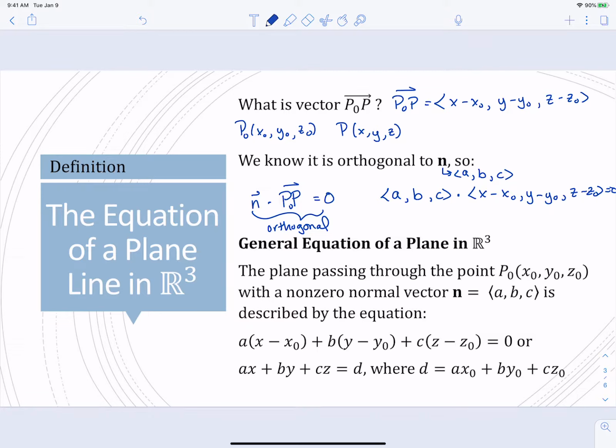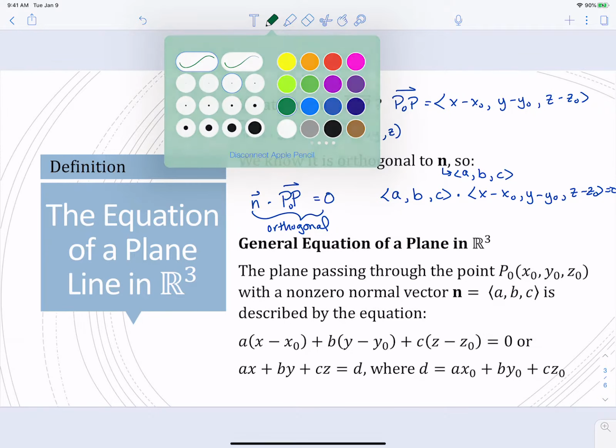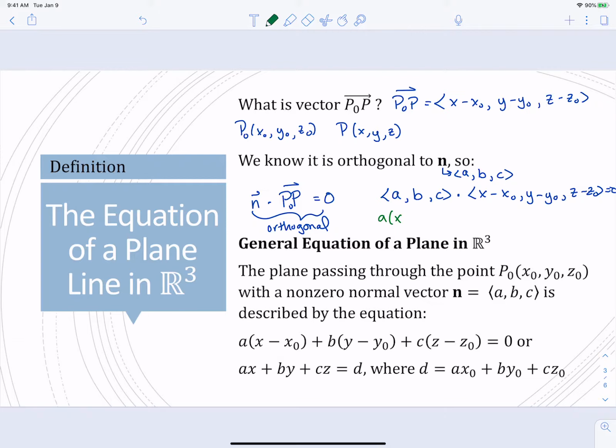This is actually going to give us how we're going to write our equation, because if we actually do this dot product, remember the dot product is the x components multiplied together plus the y components multiplied together plus the z components multiplied together, and that's equal to 0. That's an equation, because that regular x, y, and z are our variables. And then a, b, and c are numbers, x sub 0, y sub 0, z sub 0 are numbers. So this is going to give us an equation.